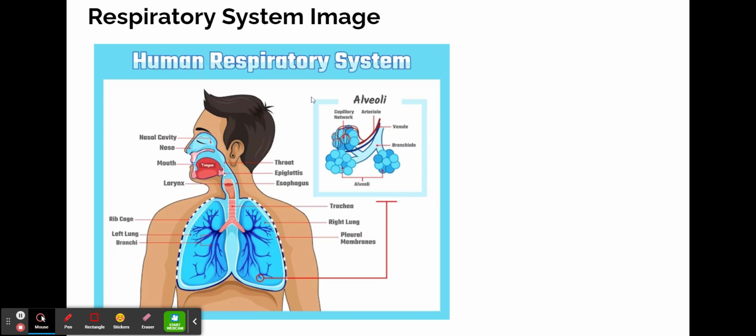Next up, we have the human respiratory system. It's responsible for the exchange of gases between the body and our external environment. It consists of various structures, including the lungs, airways, and respiratory muscles.